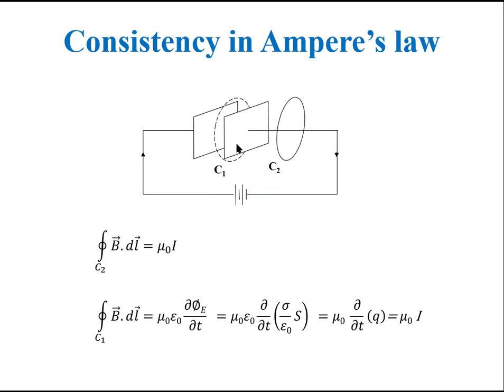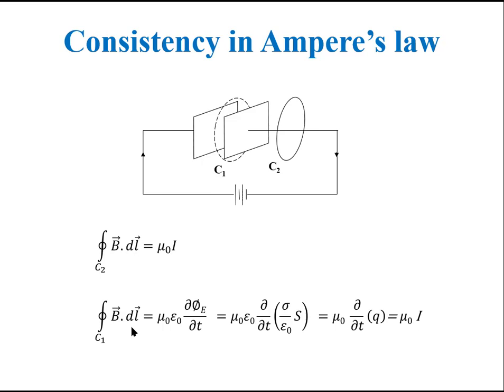Now we use the modified Ampere's law in loop C1. For the loop C1, I is 0, but displacement current is not 0, and the displacement current density is epsilon naught times del E over del t. When this displacement current density is multiplied by the area, it becomes electrical current, and this current will be equal to epsilon naught times del phi E over del t, where phi E is electrical flux.